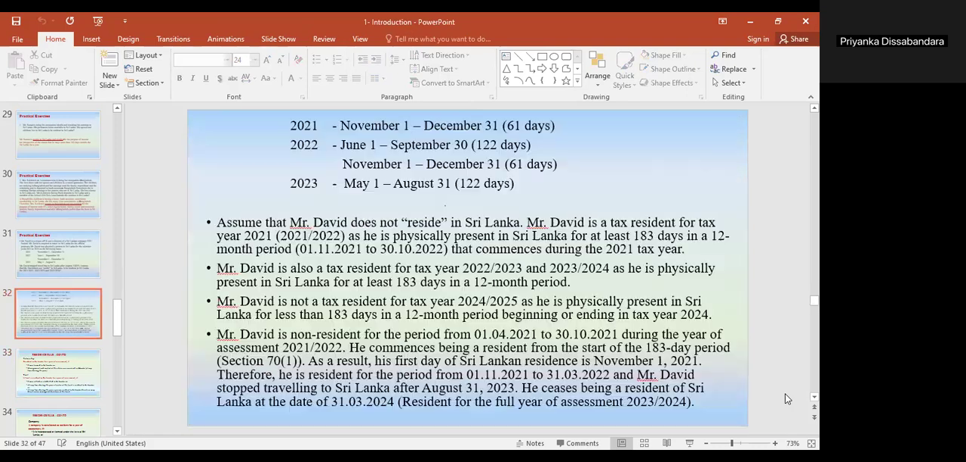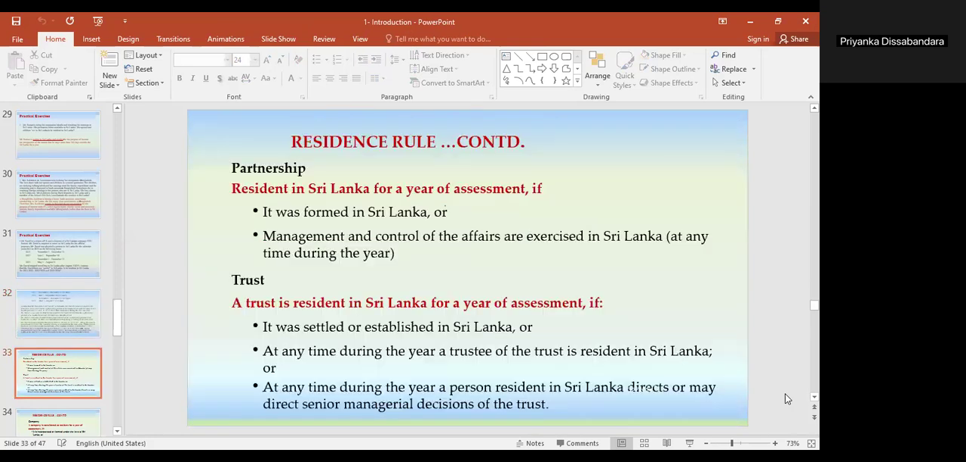Okay. Now I will give you some examples later. Then you can calculate the residency and we can discuss it later. If you have questions, you can ask now. If you don't have questions, we can move to the next slide.